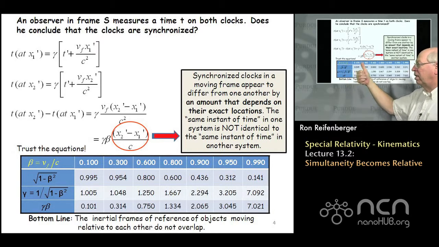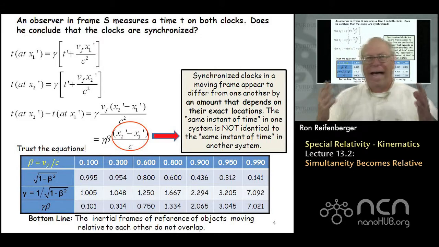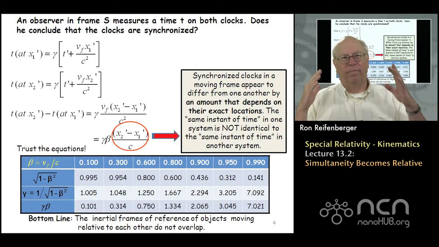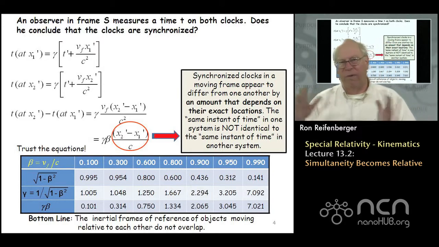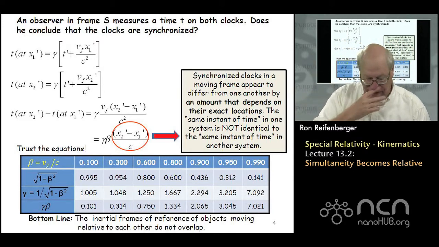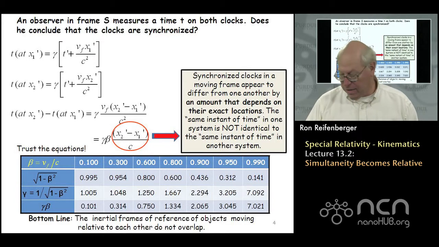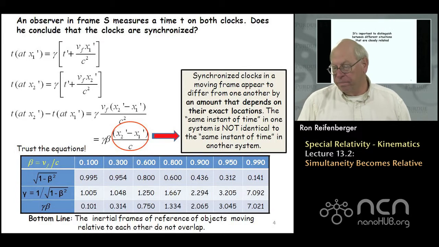As the speed of the reference frame S prime increases, as V sub f gets larger and larger, you can see this factor gamma times beta continues to increase, and increases without bound as V sub f gets closer and closer to the speed of light. So the lack of synchronization becomes a very serious problem whenever this reference frame is moving very fast with respect to the speed of light.